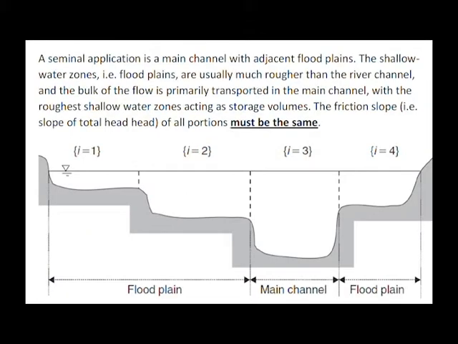A seminal application is a main channel with adjacent floodplains. The shallow water zones, that is the floodplains, are usually much rougher than the river channel, and the bulk of the flow is primarily transported in the main channel, with the roughest shallow water zone acting as storage zone. The friction slope, however, of all portions must be the same.